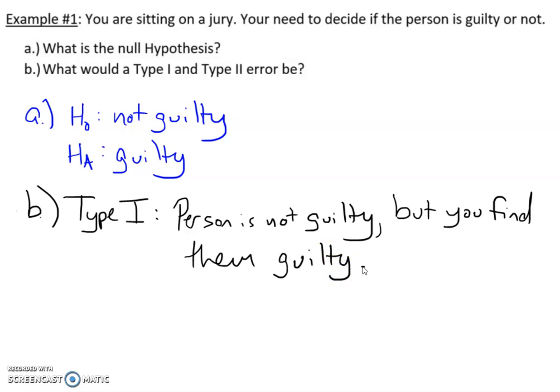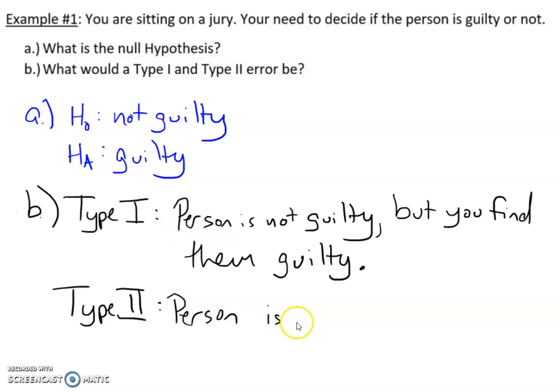As I write this, I just want to point out that grammatically I could have said this a different way. I could have said you find a not guilty person guilty, or you find a person guilty who's actually innocent. As long as it describes this situation, that's a type 1 error. A type 2 error is the opposite. So a type 2 error is basically that the other one is true, that the person is guilty, but you don't find them guilty.